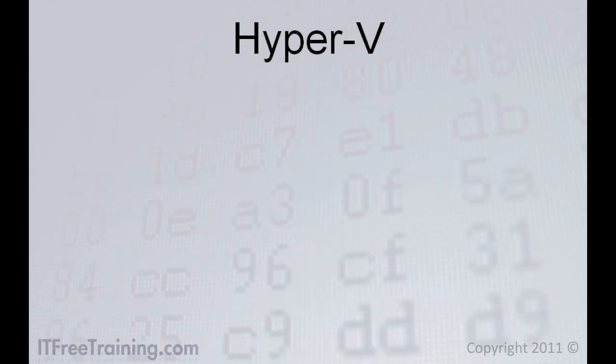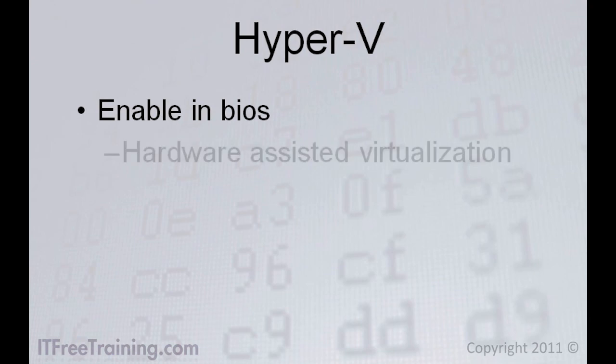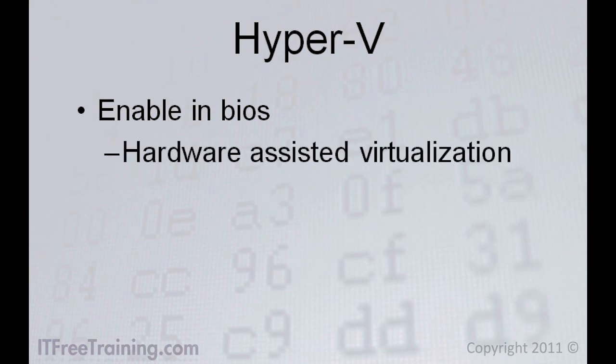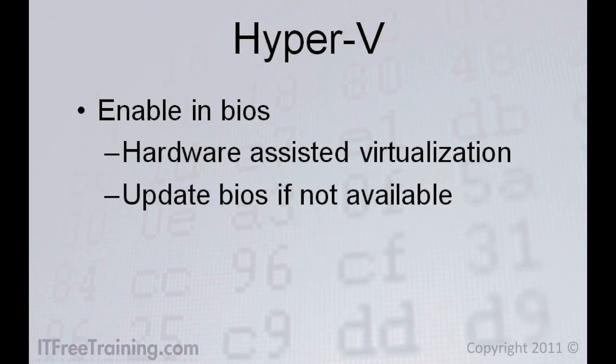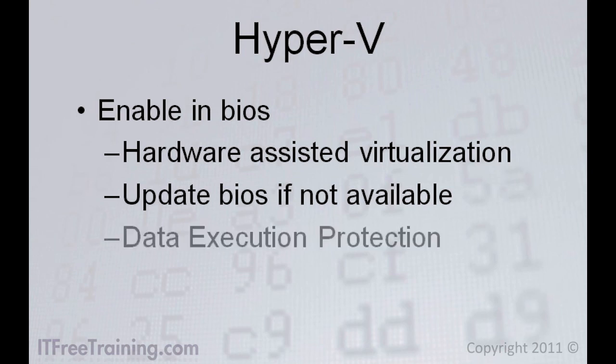In order to run Hyper-V, you will need to enable virtualization in your BIOS. If your BIOS does not have this option, you may need to update your BIOS. Hyper-V also requires data execution protection, which may or may not have an option in your BIOS. It should, however, be on by default. When I installed Hyper-V, the BIOS I used did not have the option to switch on data execution protection. It did, however, have an option to switch on hardware-assisted virtualization after I performed the BIOS update. So don't worry too much if you can't find the data execution protection option in your BIOS. It may not be there.